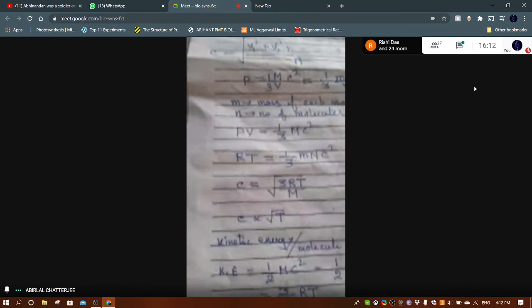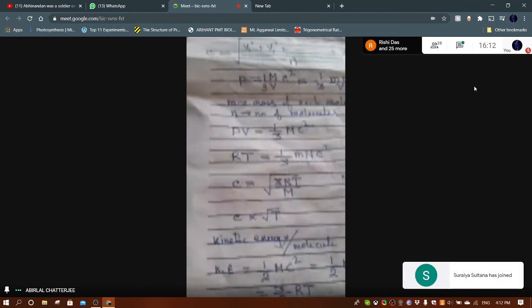Now, one very important thing: as the temperature is same, let me tell you, what will be same for both the gases? The temperature is same. The product of pressure and volume will be same.